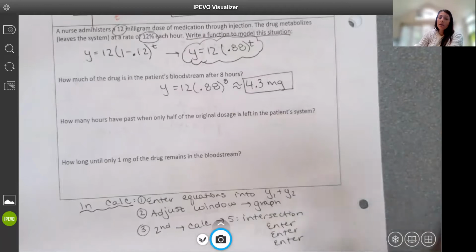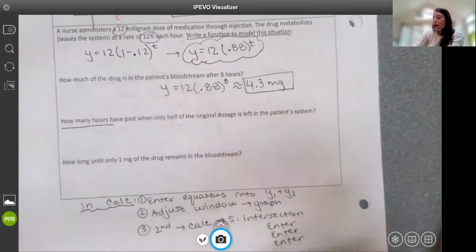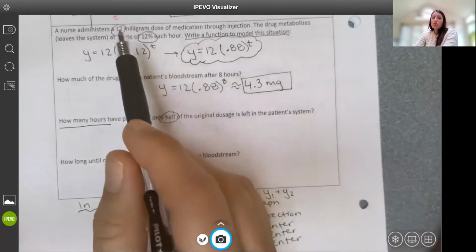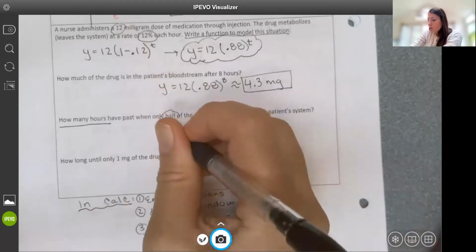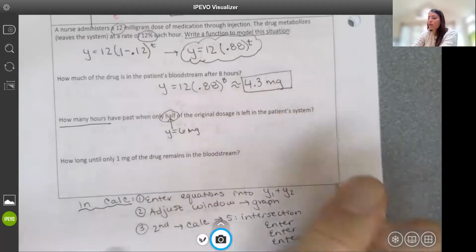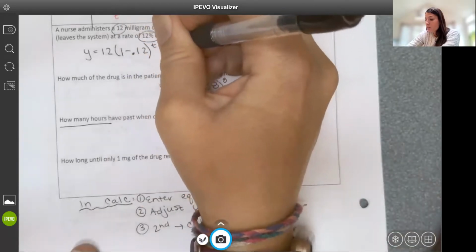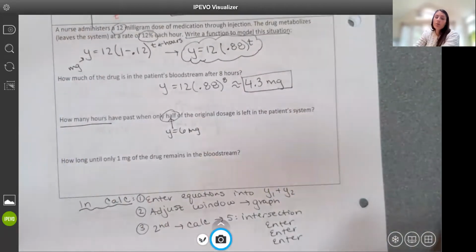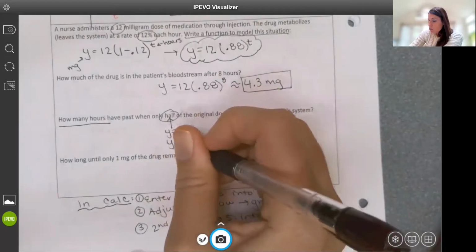Then the next two ask about time. How many hours have passed when only half of the original dosage is left in the patient's system? So my original dosage is 12 milligrams. I want to know, when is it 6 milligrams? When does y equal 6 milligrams? Because remember, time is hours, and y is going to be how much of the medication is left in the system. So I want to know, when is it at 6 milligrams? Here's my function.